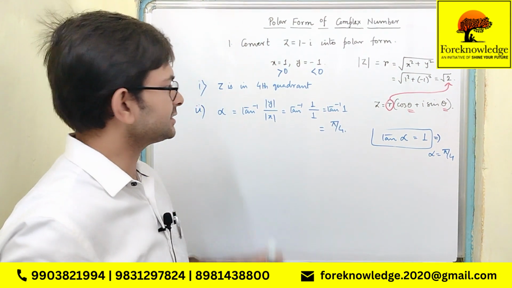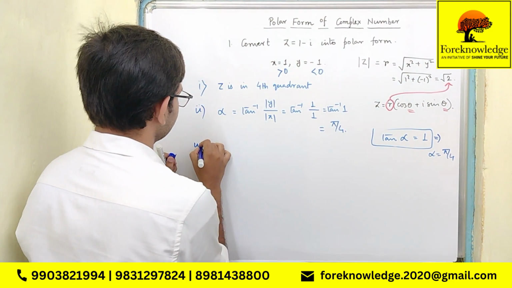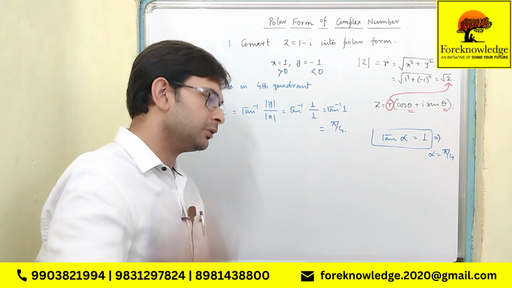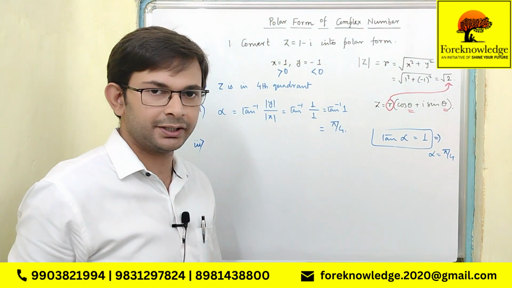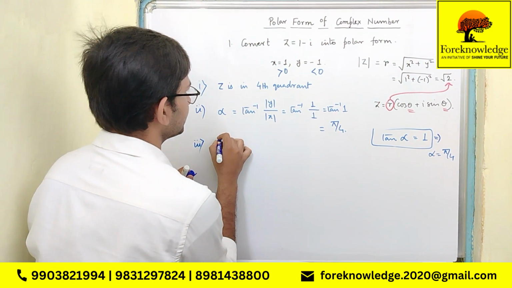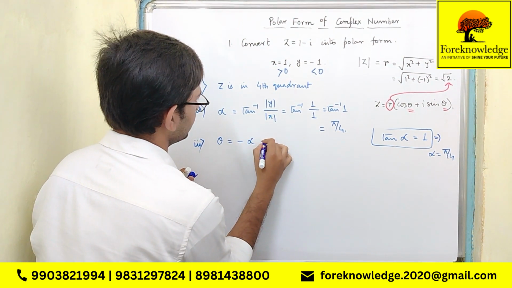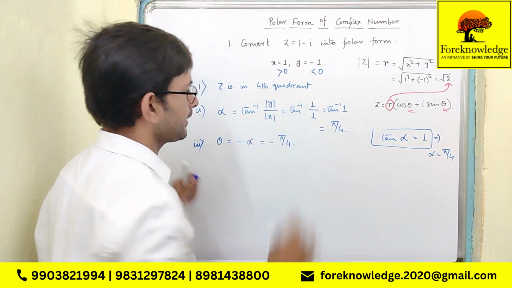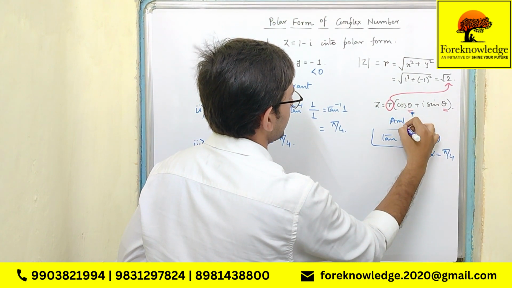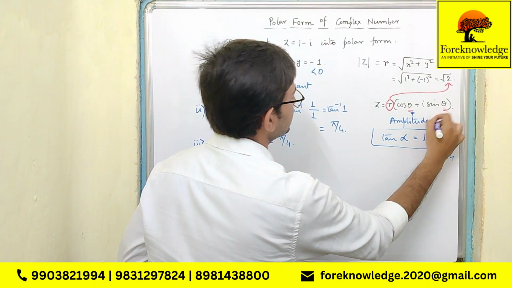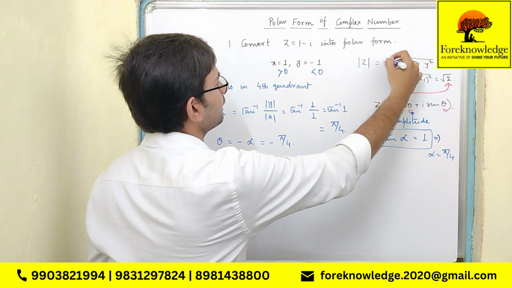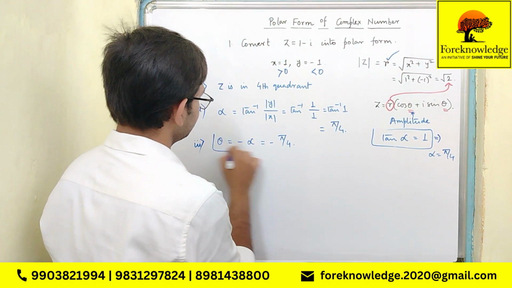This is the second step. We are done with that. Now number 3. In which quadrant is it lying? It is lying in the fourth quadrant. So go to the previous table. In case of the fourth quadrant, what is the value of theta? Theta is nothing but minus alpha, that means minus pi by 4, theta being the amplitude or principal argument of z. So now we already have r, and we have theta also.